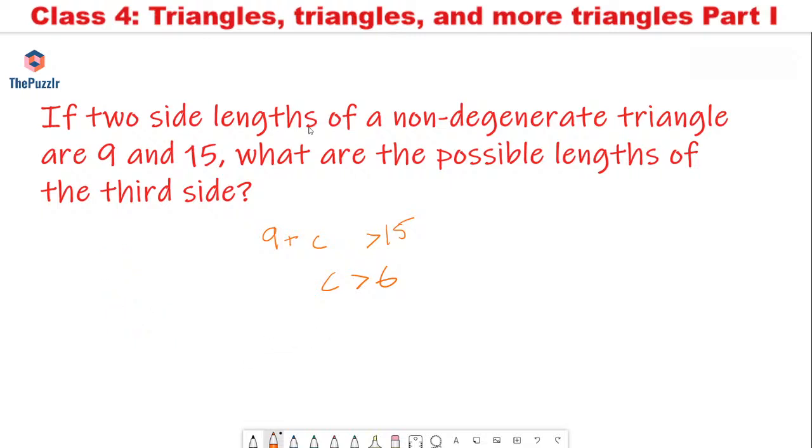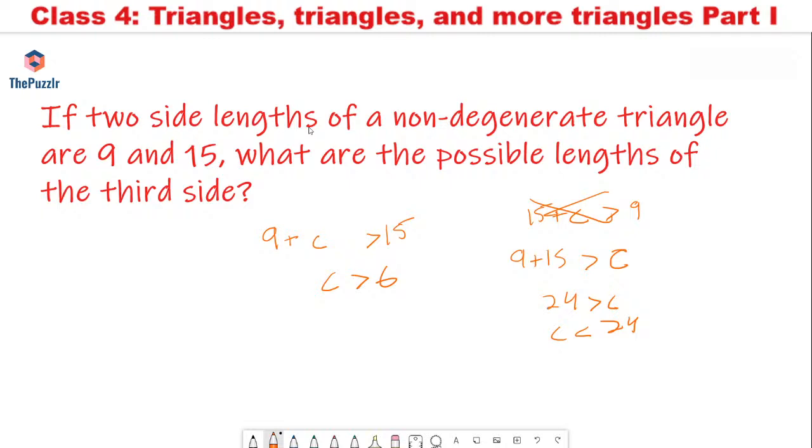Okay, can 9 be the longest side? I mean, the triangle inequality still applies, but it just doesn't make sense. Of course, it's always going to be greater than 9 because 15 itself is greater than 9. So it doesn't make sense when the side isn't the longest side. But what if c is the longest side? Then we have that 9 plus 15 must be greater than c, or that 24 must be greater than c, or that c must be less than 24.